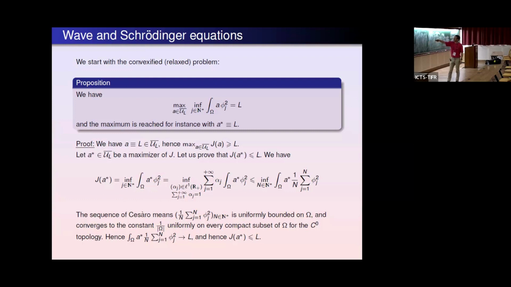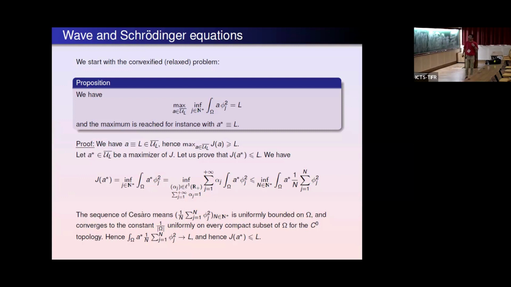Now, the infimum over all alpha of this linear combination is in particular less than the infimum over all indices capital N of A star against this Cesaro mean, 1 over capital N, sum of phi j square over the n first modes. Why? This is because you make the particular choice of alpha j: you choose alpha 1 equal alpha 2 equal and so on up to alpha capital N equal to 1 over n, and all others equal to 0. It's a particular choice, and since I take the infimum, I have this inequality, right? So I'm integrating A star against the Cesaro mean of the squares of eigenfunctions.